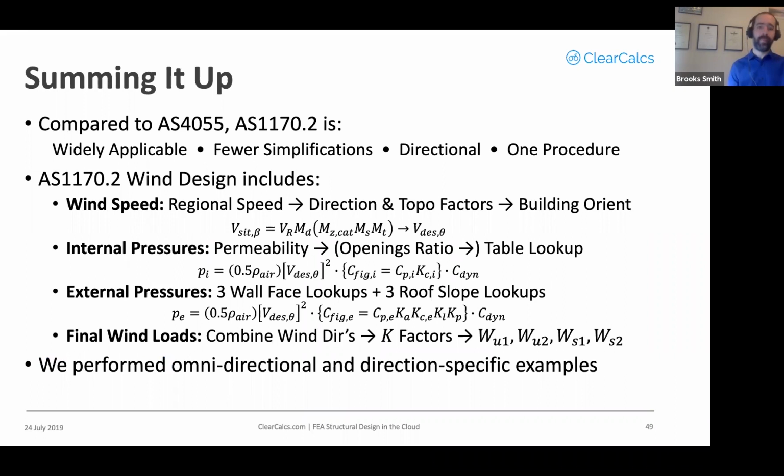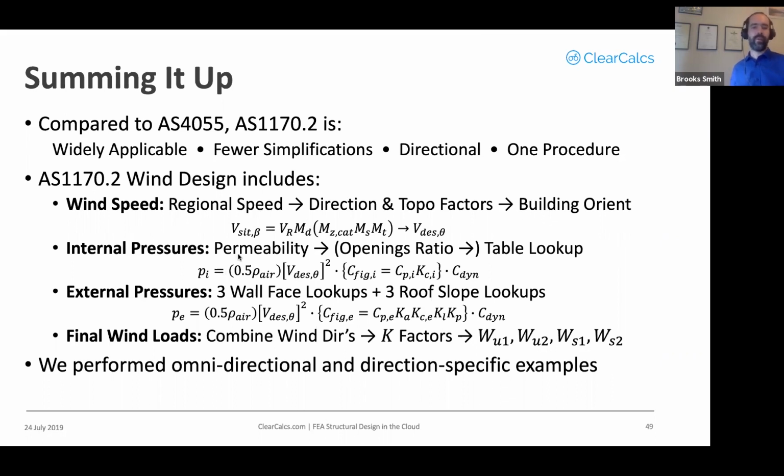So just to sum it up, compared to AS4055, 1170.2 is more widely applicable, has fewer simplifications. It is a directional procedure, so you're considering 8 directions initially, combining to 4 design directions. And it's one procedure, so you don't have separate procedures for racking or uplift. It's all one. Wind design includes calculating the wind speed based upon the regional speed, a number of direction and topographic features, and the building orientation.